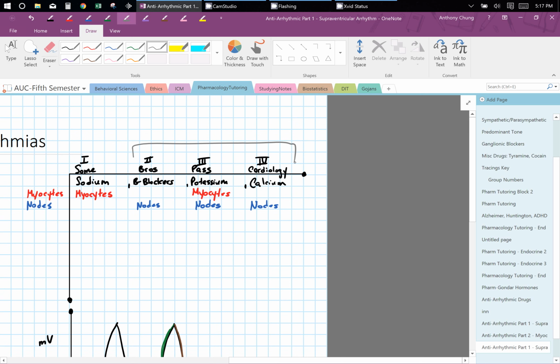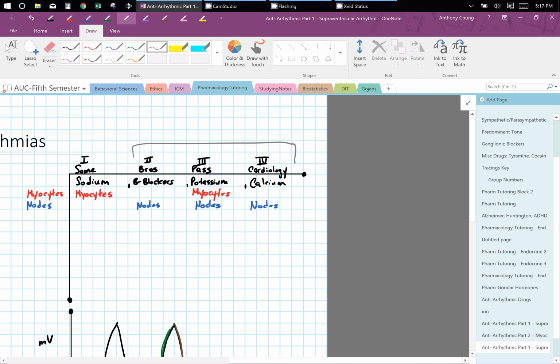Sinus tachycardia. You can use the same stuff, but if it's a sinus tachycardia, technically you don't want to use potassium channel blockers because they affect the myocytes too. And sinus tachycardia is just the muscle itself, right?